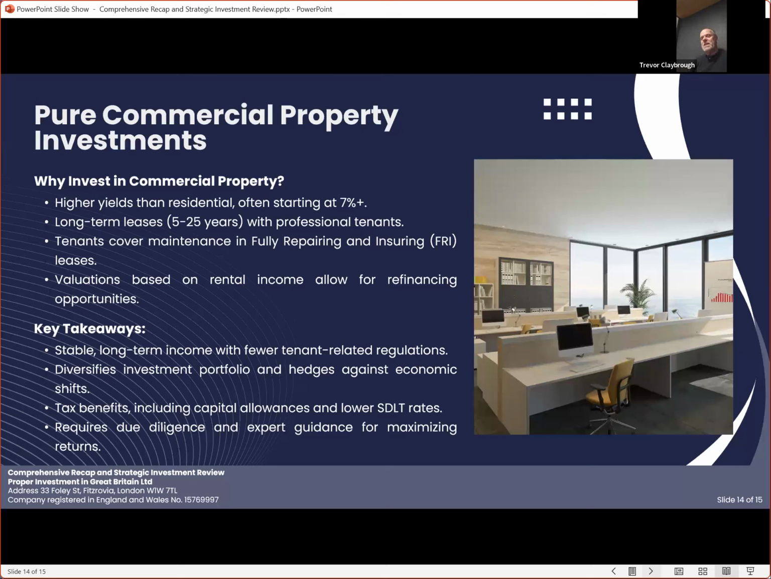Pure commercial property can be, there's multiple classes. It can be retail, it can be offices, can be hotels, restaurants, can be industrial. What we like a lot is basically the commercial equivalent of an HMO.